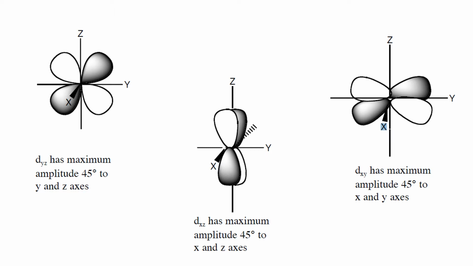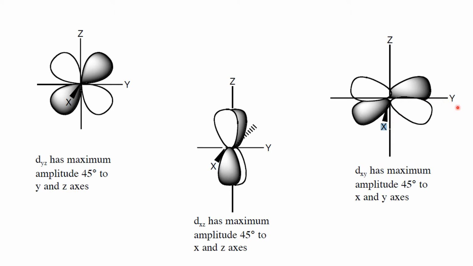We are moving to the shape of other three d orbitals. Here you can see dyz orbital, dxz orbital and dxy orbital. In the case of dyz, it has a maximum amplitude 45 degree to the y and z axis. In the case of dxz orbital, it has a maximum amplitude 45 degree to the x and z axis. For dxy orbital, it has a maximum amplitude 45 degree to the x and y axis.